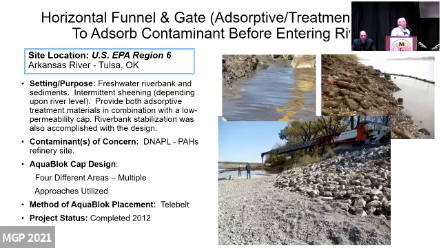Another example of the same concept, the horizontal funnel and gate, is at a site down on the Arkansas River where materials were placed sequentially. First, organoclay was placed along a shallow shoreline area, and then AquaBlok was placed over the top of that. We actually did a number of different caps at this site using both AquaBlok and organoclay and combinations of them to take a look at what options might be available for a full-scale implementation. And that is going to move forward fairly soon.